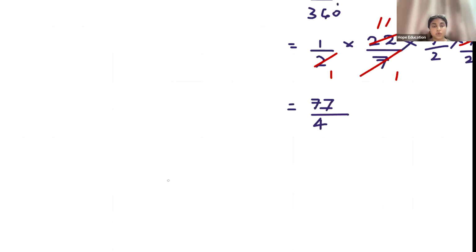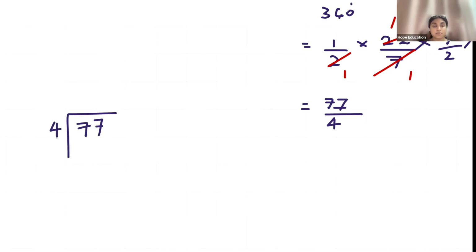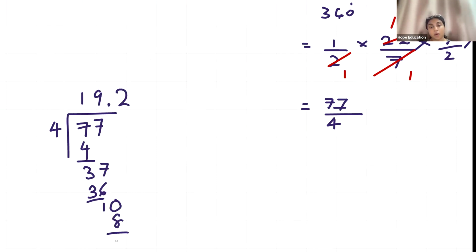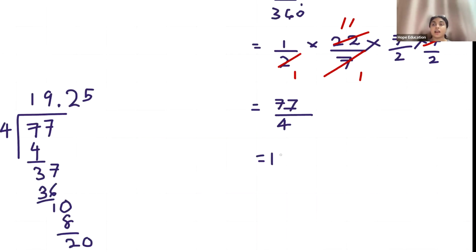4 times 1 is 4, 3 remaining, 37. 4 times 9 is 36. 1 remaining, I put a 0 and a decimal point. 4 times 2 is 8. 2 remaining, I put a 0, that is 4 times 5. So I get 19.25 square centimeters. This is the area of the smaller, the shaded part.